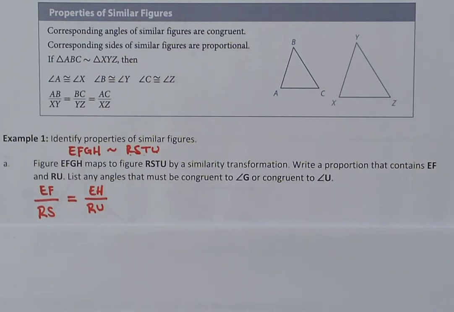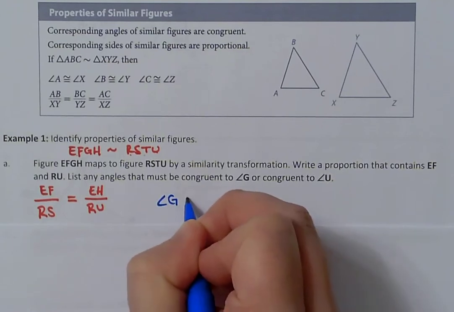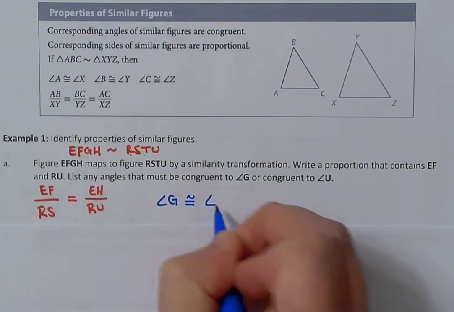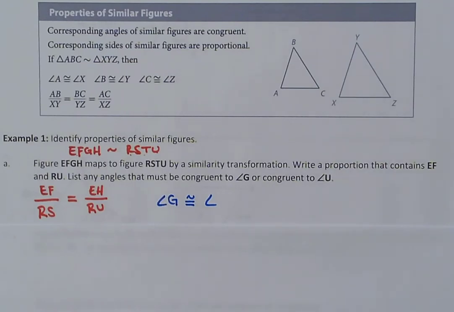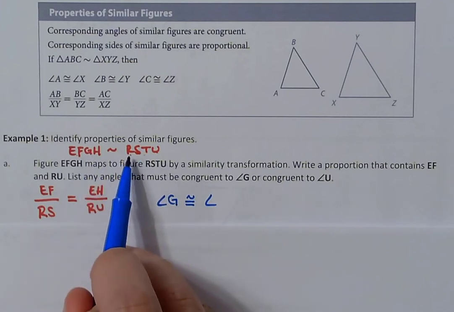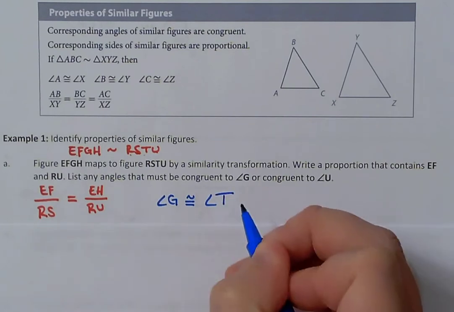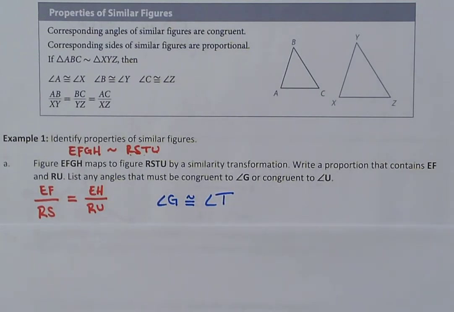Now, for the other part, it talks about list any angles that must be congruent to angle G or congruent to angle U. So let's start with angle G. So we need to go through and identify what angle or angles must be congruent to angle G. G is the third letter in the first statement. So then the third letter in the second statement is 1, 2, 3, angle T. So that means angle G must be congruent to angle T.